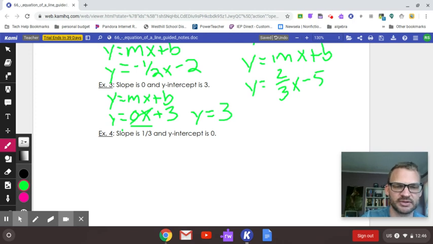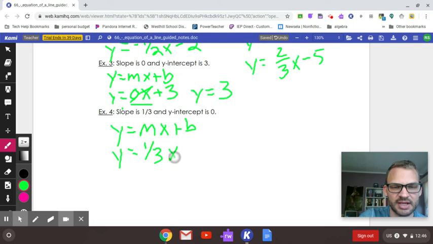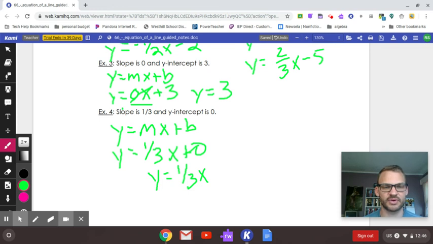Now let's look at this final example here, 4. So y equals mx plus b. So y equals, our slope is 1/3, so 1/3. We keep our x, and the y-intercept is 0. But we don't really have to put plus 0, so we can just write y equals 1/3 x. And that's your final equation.